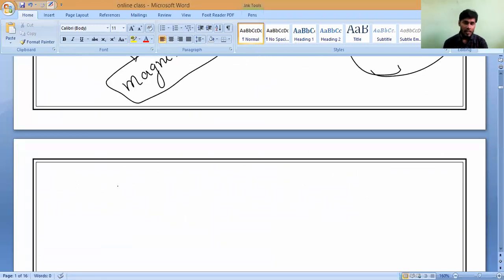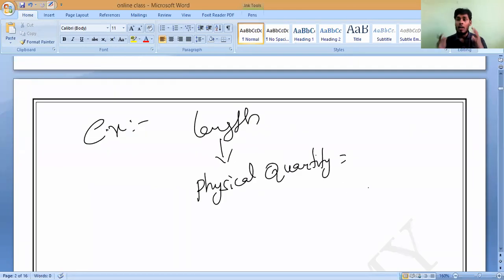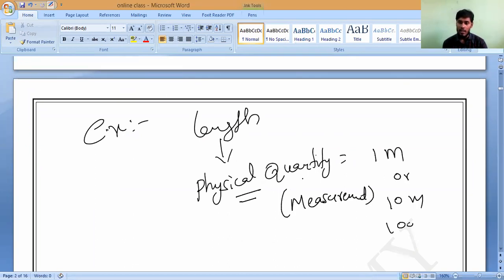Suppose I am measuring the length. Length is what we call a physical quantity, which we can measure physically with our hands. So for this physical quantity, what is the measurement? Measurement of this length is equal to 1 meter, correct or not? Or I can write 10 meters, or I can write 100 meters.